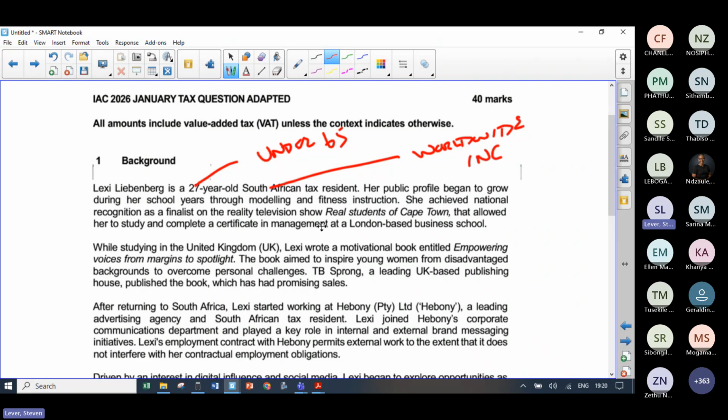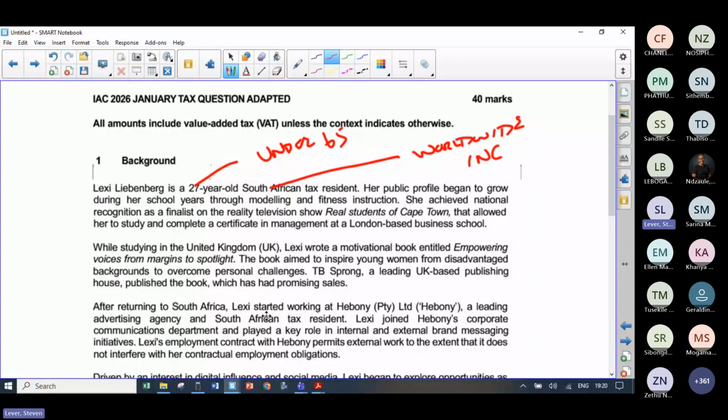It says she achieved national recognition as a finalist of the reality television show Real Students of Cape Town that allowed her to study and complete a certificate in management at a London-based business school. While studying in the United Kingdom, she wrote a motivational book entitled Empowering Voices from Margins to Spotlight. This book inspired young women from disadvantaged backgrounds to overcome personal challenges. TB Sprong, a leading UK publishing house, published the book, which had promising sales.